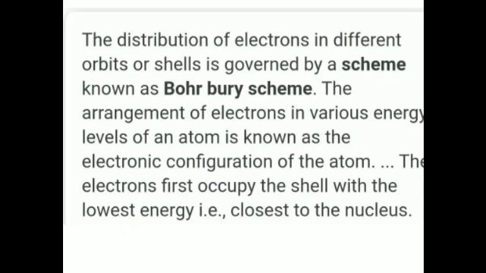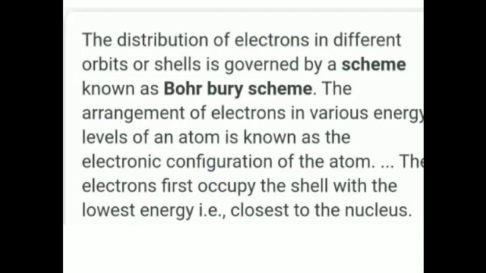So the distribution of electrons in different orbits or shells is governed by a scheme which is known as the Bohr-Bury scheme, right? Bohr-Bury scheme. And the arrangement of electrons in various energy levels of an atom is known as the electronic configuration. This I have told you just now. The definition of electronic configuration, that is the arrangement of electrons in various energy levels or orbits of an atom, is known as the electronic configuration of an atom. Is it clear?